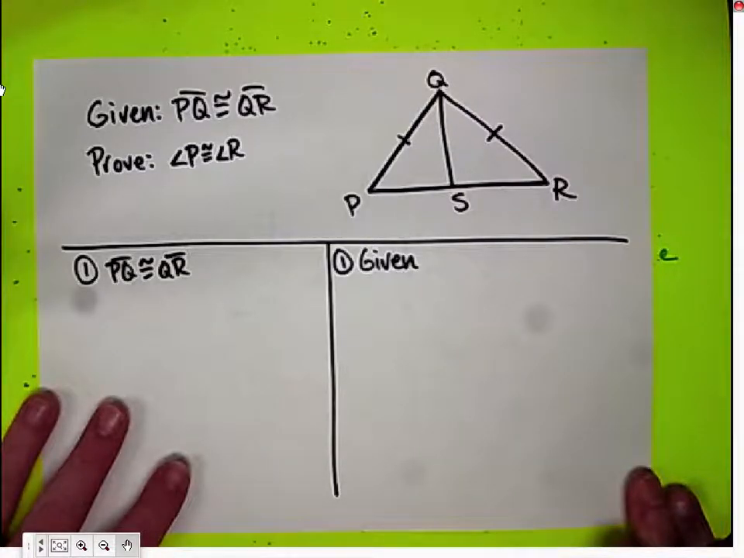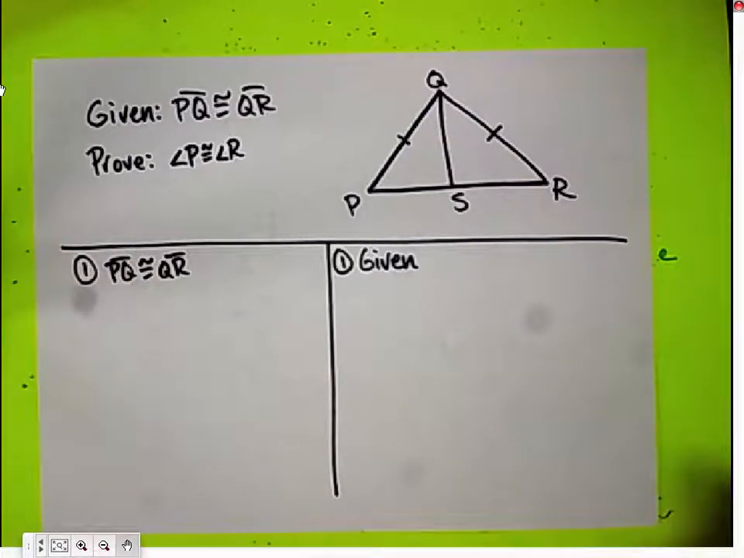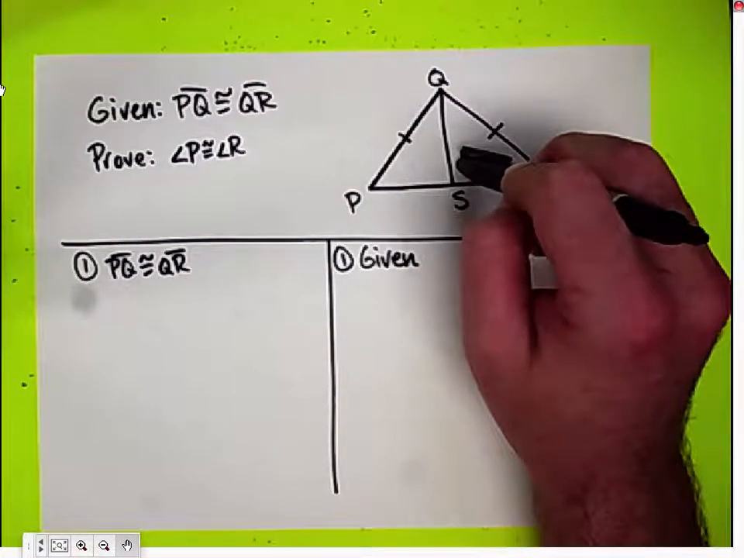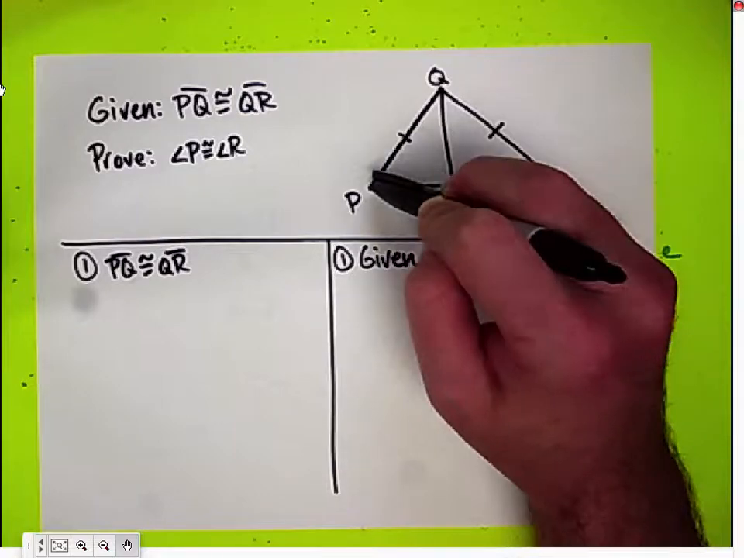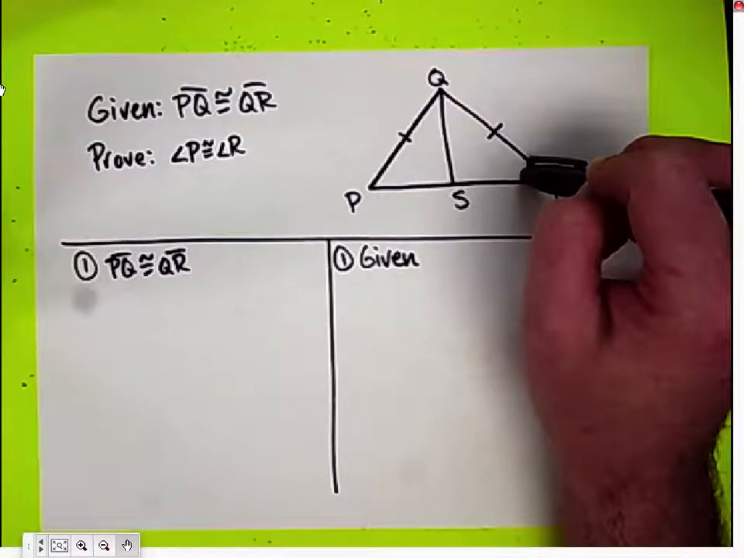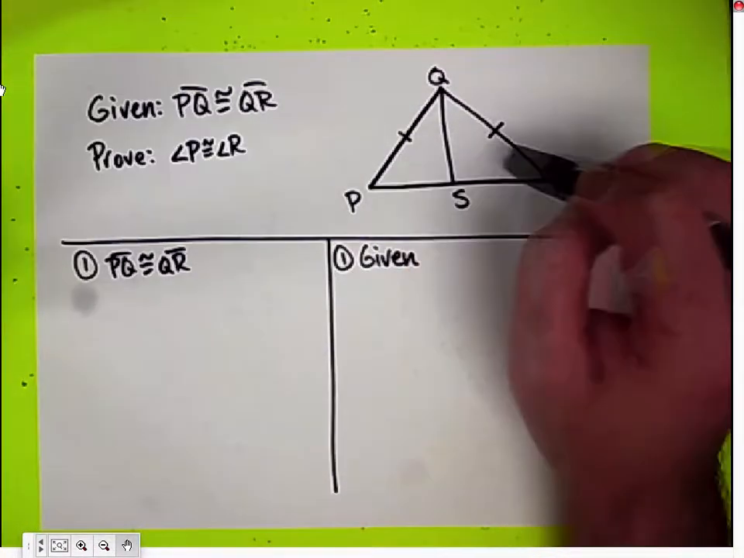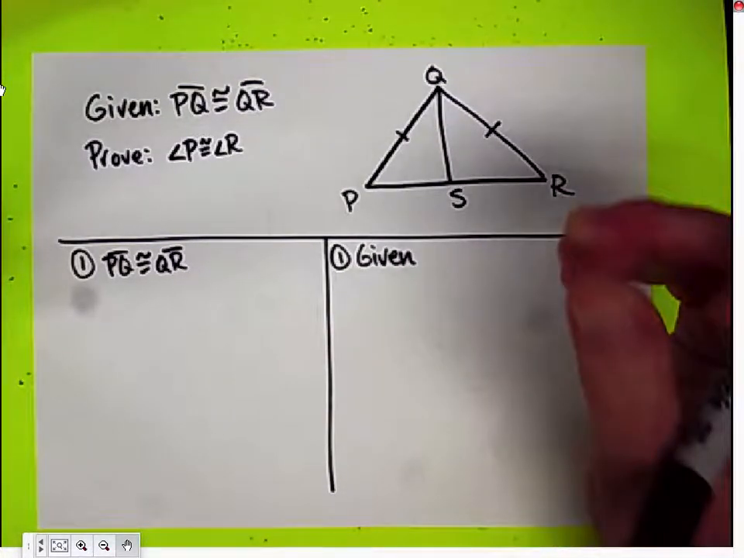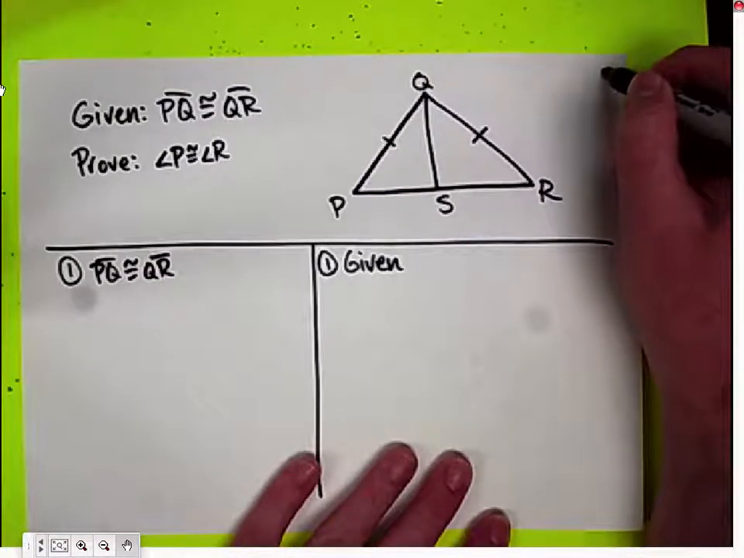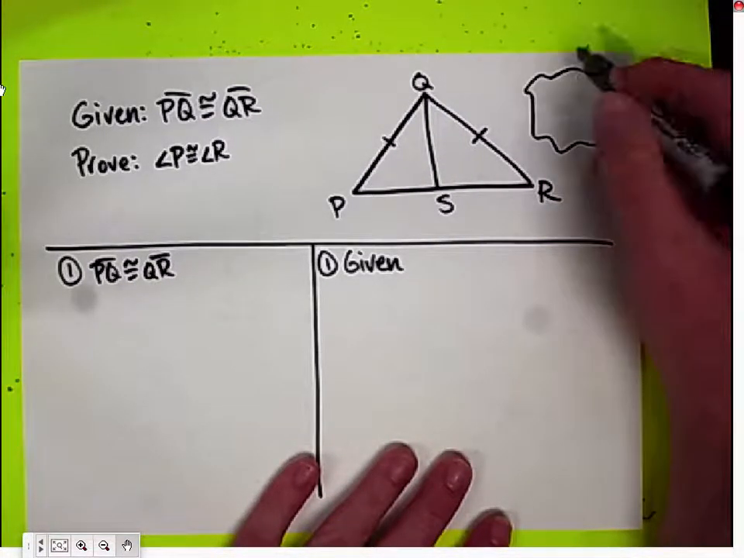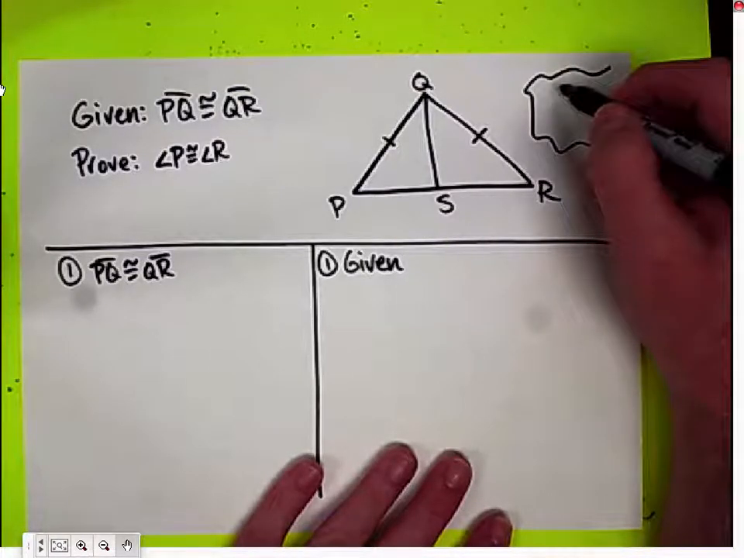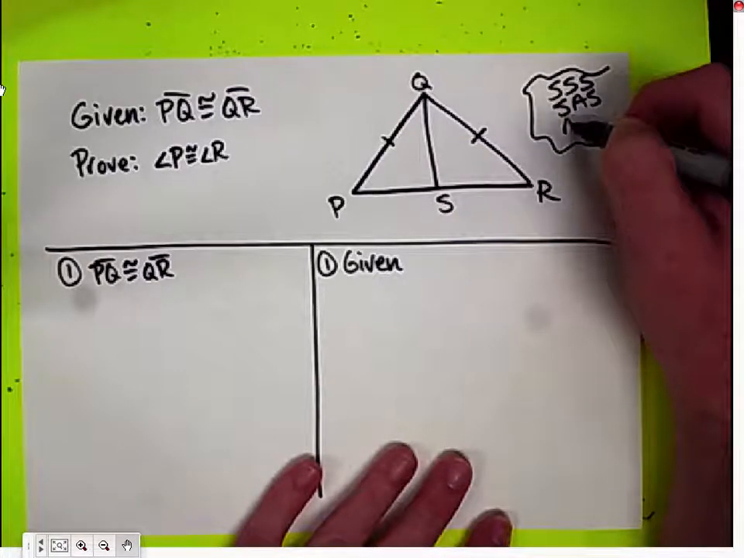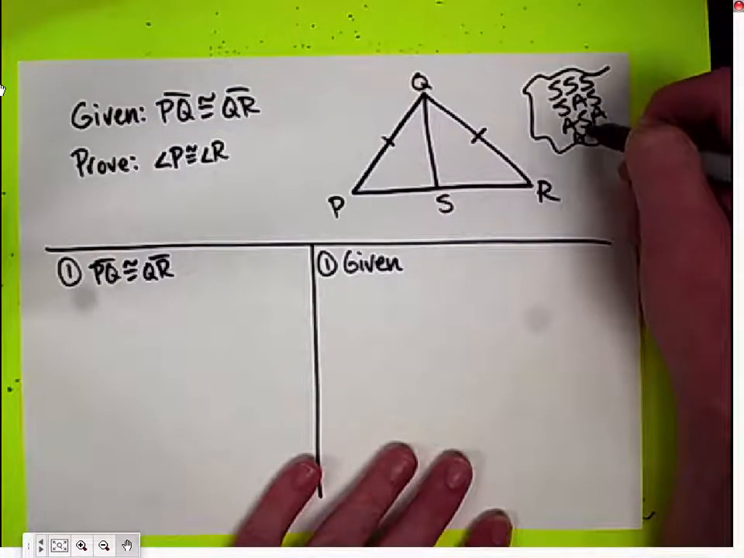Okay. Well, what we could do is, if we could prove these two triangles were congruent, then angle P and angle R would be corresponding parts, and CPCTC, corresponding parts of congruent triangles are congruent. So, remember, go over on your scrap paper and write all the ways you can prove two triangles are congruent. You got side, side, side, side, angle, side, angle, side, angle, and angle, angle, side.